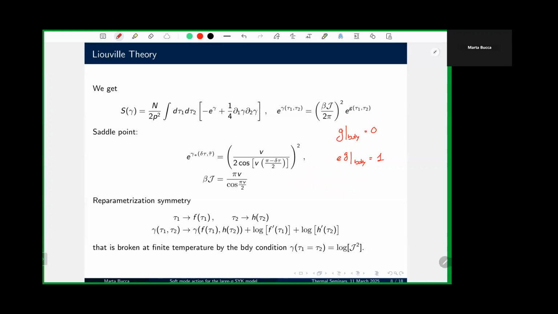So if you want to write down the boundary condition for gamma, you have to remember that we have this rescaling here. And if you set beta to be equal to 2 pi, then e to the gamma on the boundary is simply j squared, or alternatively gamma on the boundary is the log of j squared. And this is what breaks your reparameterization symmetry in the case of Liouville theory, so for the large P limit of SYK. And this was our setup for the large P limit. We can start now deriving the Schwarzian.